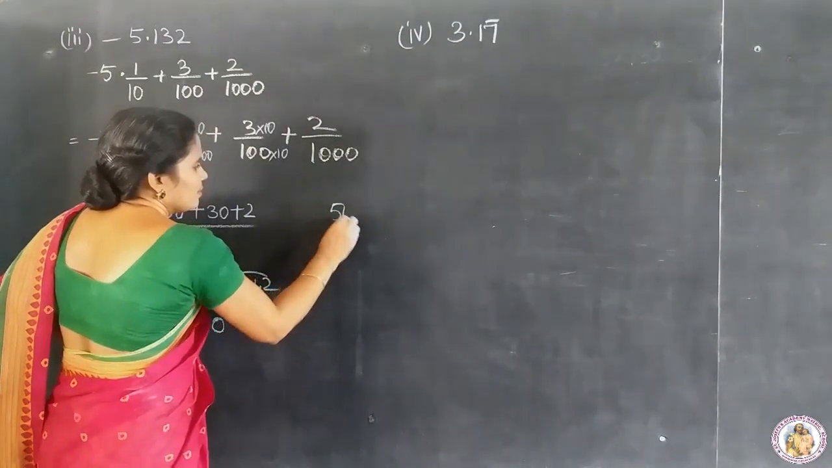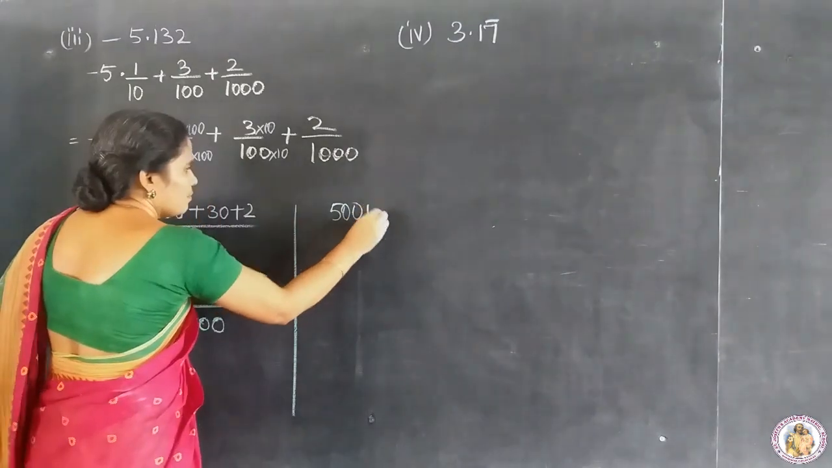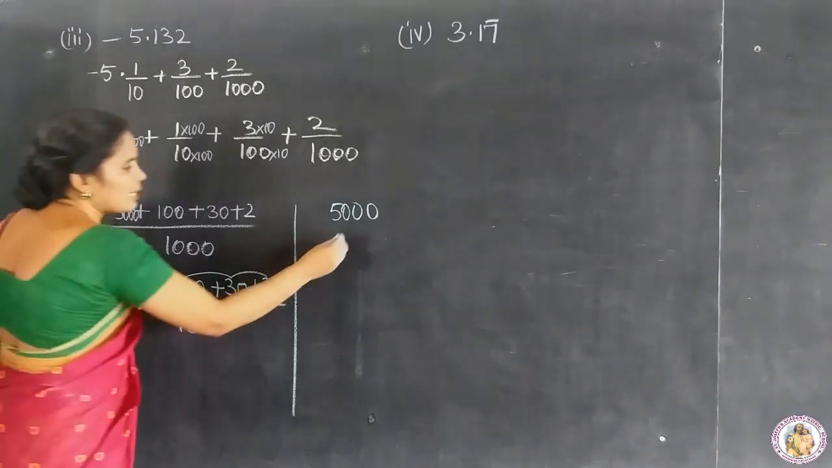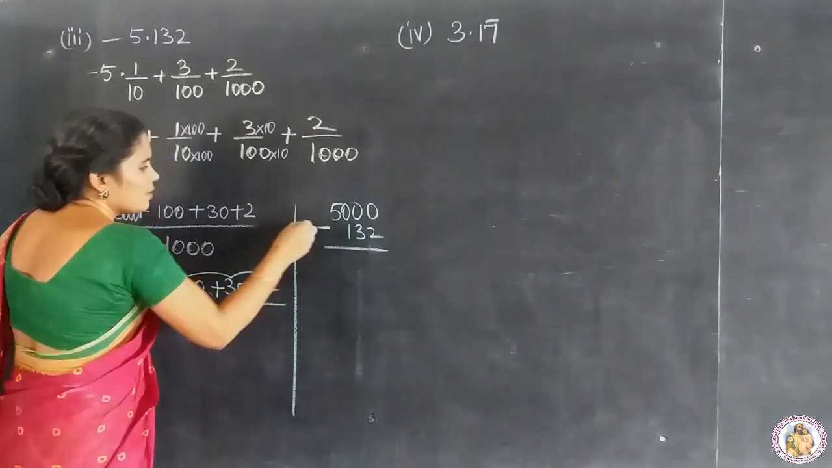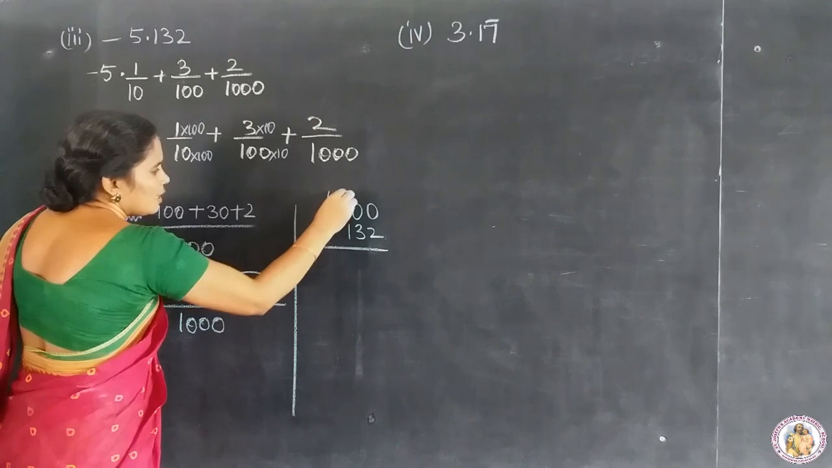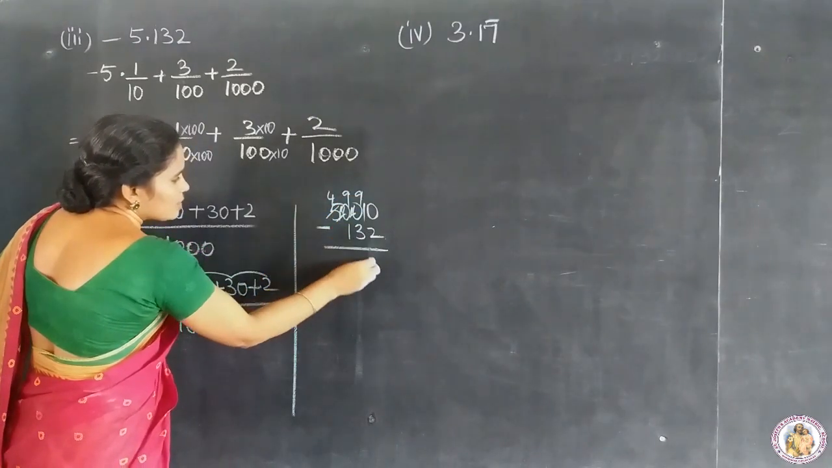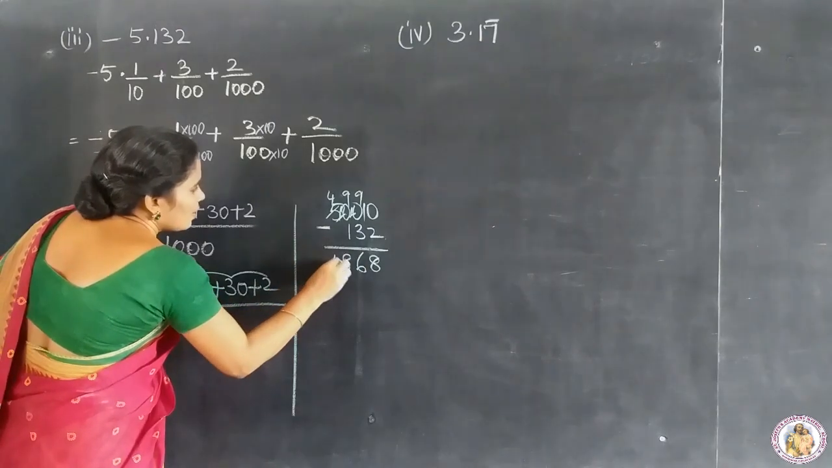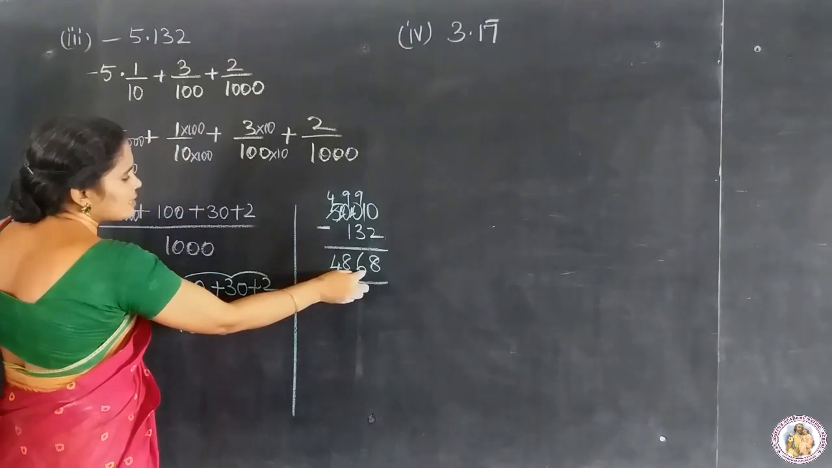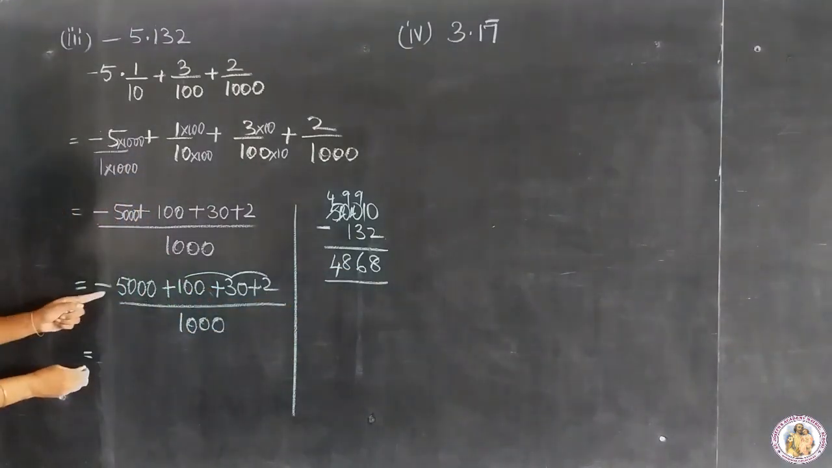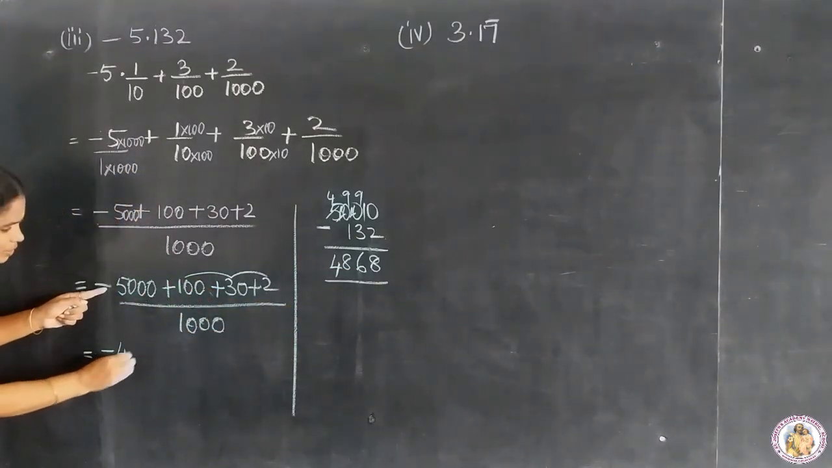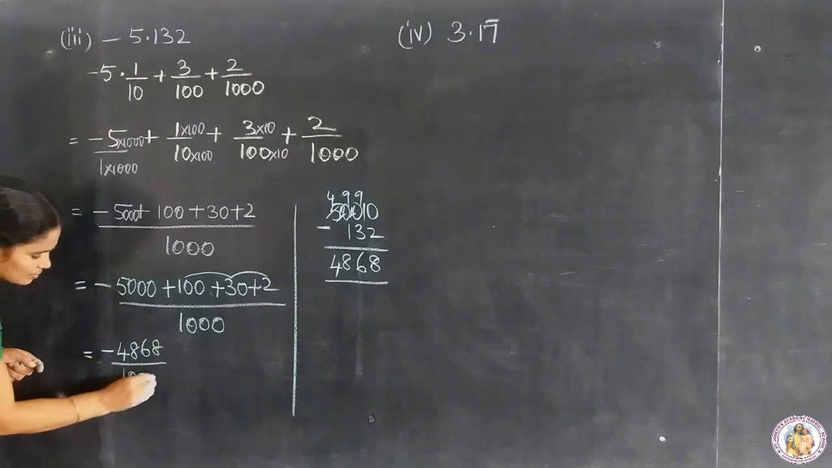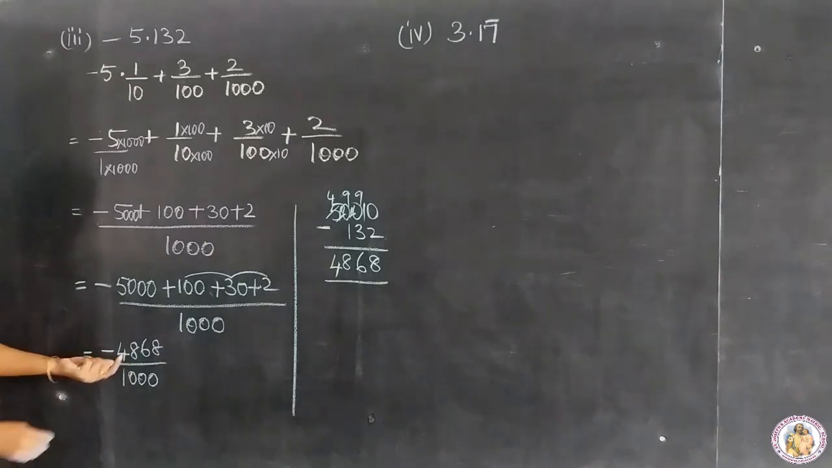Here minus 5000 plus 132. You have to subtract from 5000: 10 minus 2 is 8, 9 minus 3 is 6, 9 minus 1 is 8, and 4. So 4868. Since 5000 is greater, the answer is minus 4868 by 1000. You can see both go in the 2 table.